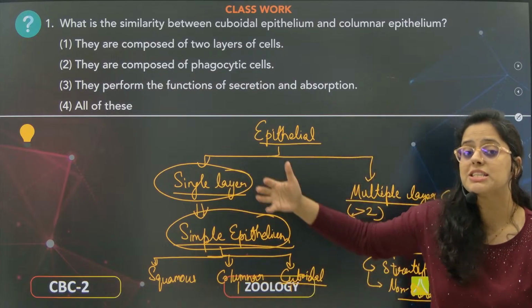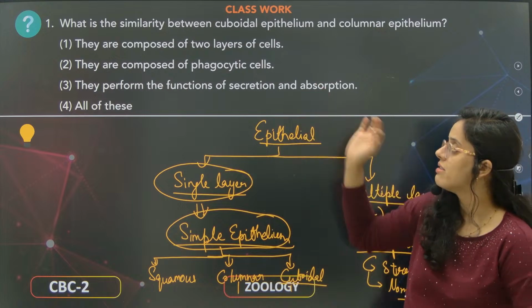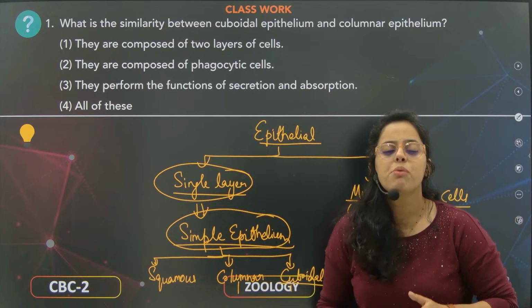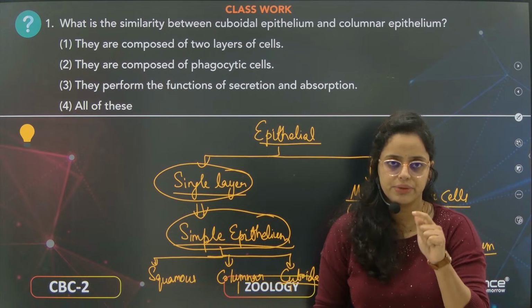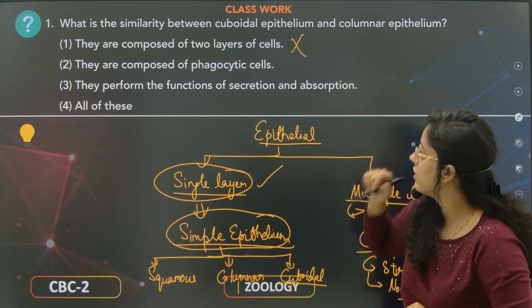So I have explained your answer in this format. Now guess the answer from the options. They are composed of 2 layers of cells. No, they are made up of only a single layer of cells. So this statement is wrong, right?